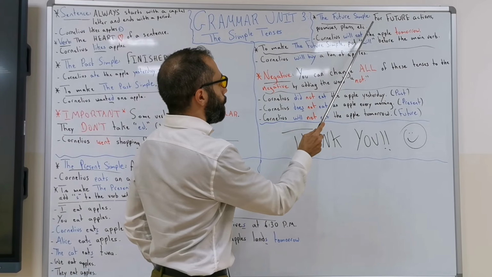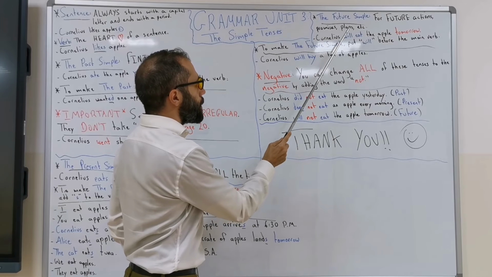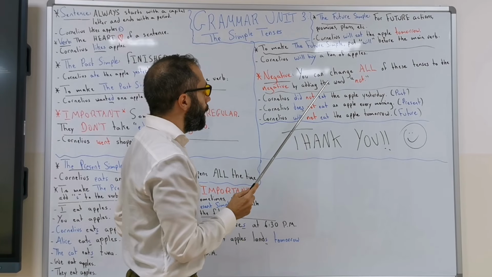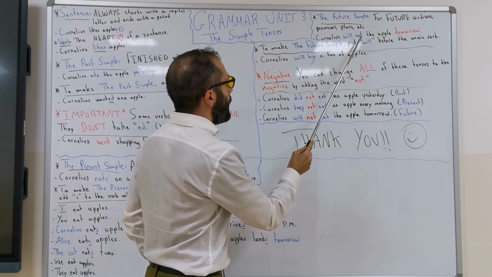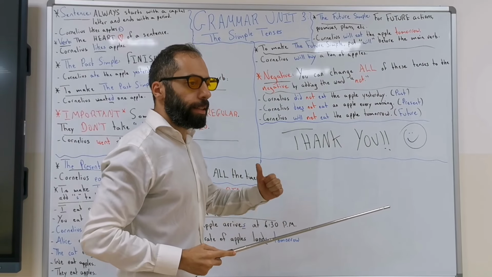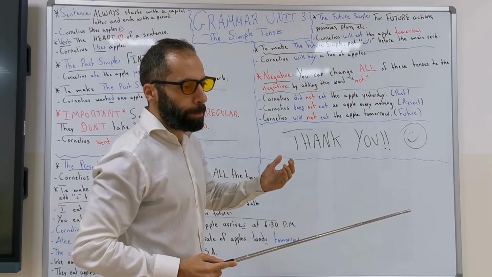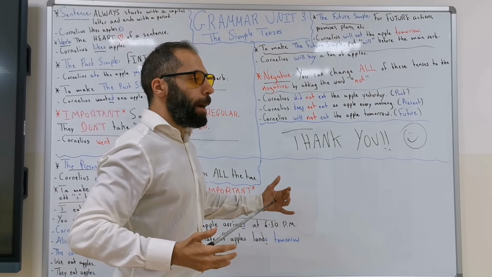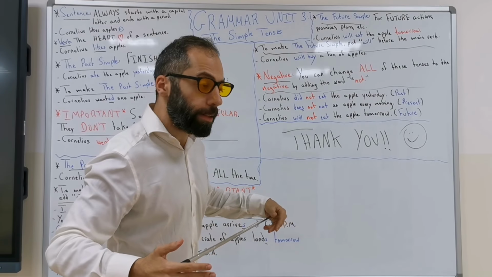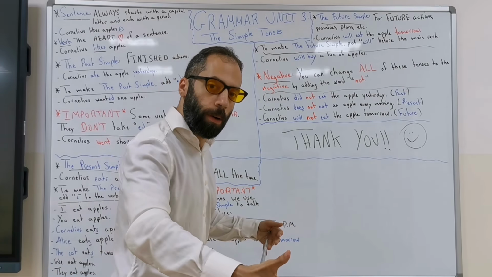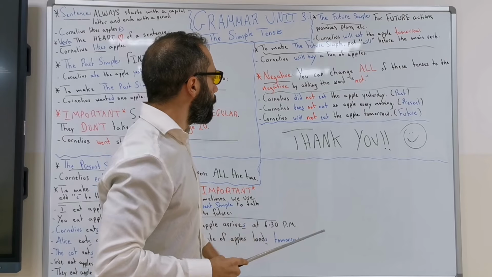I will use the future simple to talk about future actions, promises, or plans, etc. For example, Cornelius will eat the apple tomorrow. Now, he didn't eat it yesterday. This is not the simple past. He's not eating an apple every morning. This is not the simple present. He will eat the apple tomorrow. So this is the future simple.